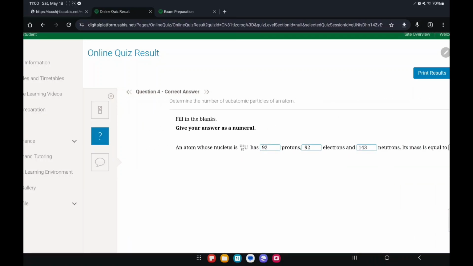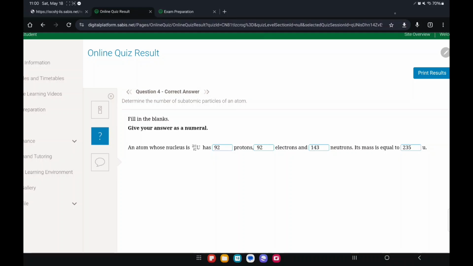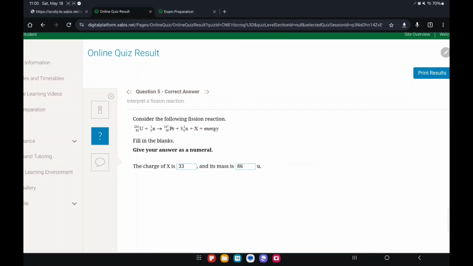Question 4. An atom whose nucleus is U 235 92 has obviously 92 protons, and the electrons are always equal, and then 143 neutrons, and its mass is equal to 235. I'm not going to explain this, okay? We've had this in chem before, we've had this in physics. I'm just going to go next.